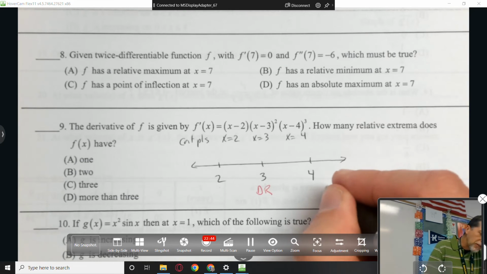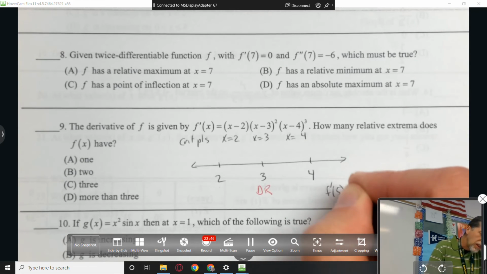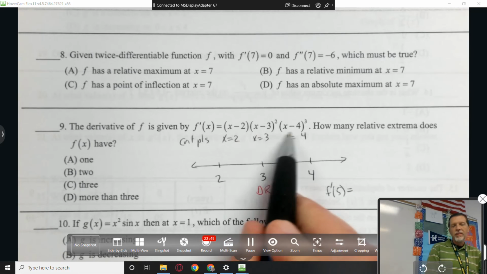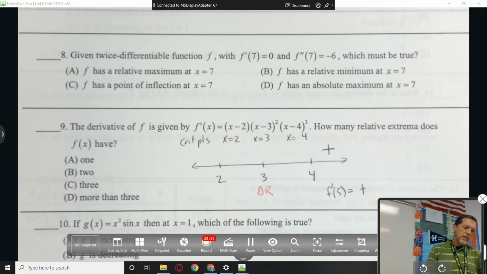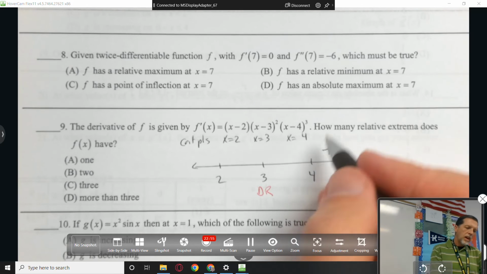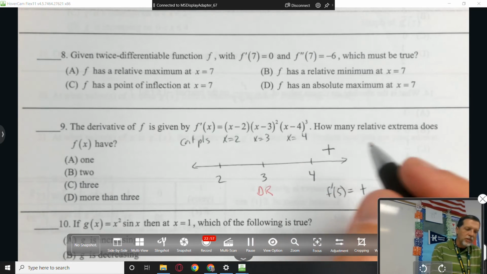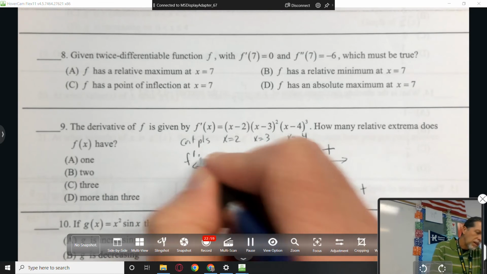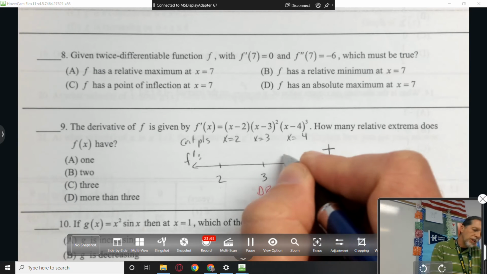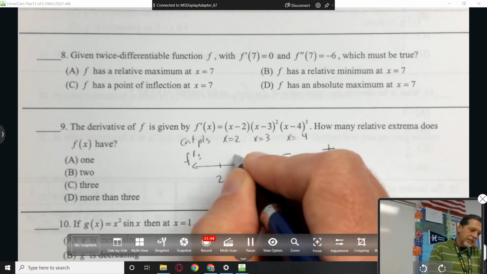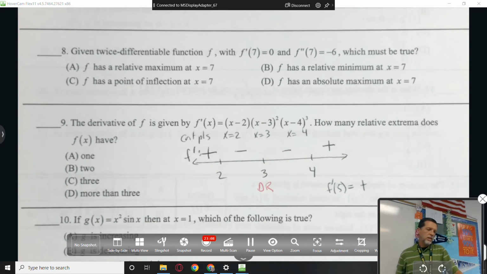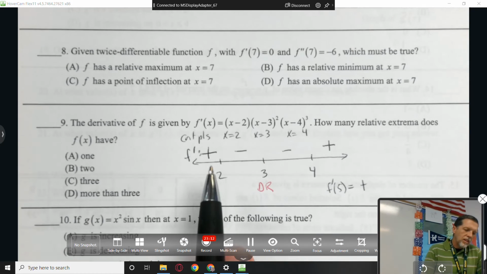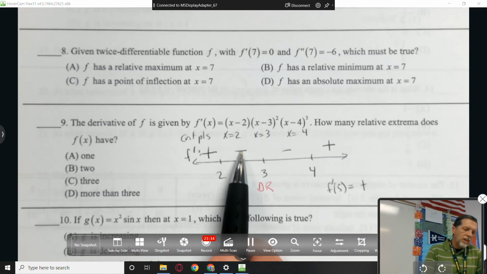Plugging in 5 wouldn't be difficult. Because 5 is bigger than all of those, so f prime at 5 is positive. And then I can basically follow my alternating rules. So this is f prime. So we would alternate across 4. We would not alternate across 3. We would alternate across 2. So this thing is increasing to decreasing.